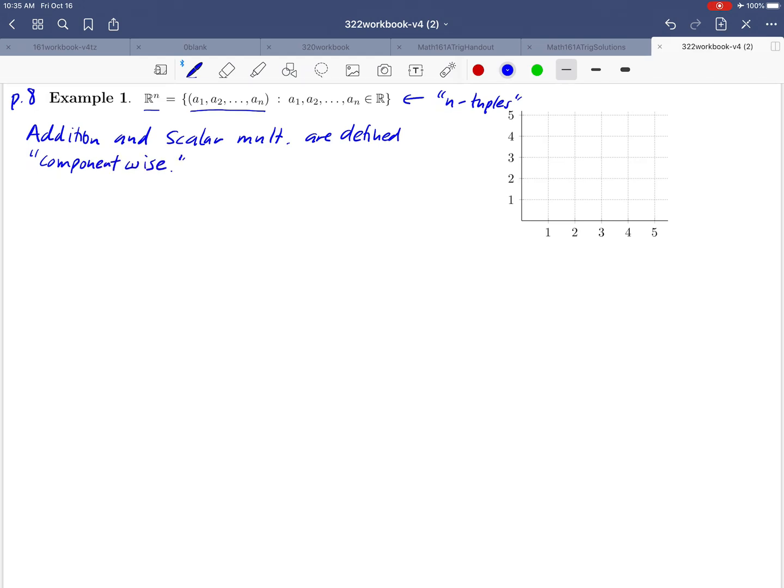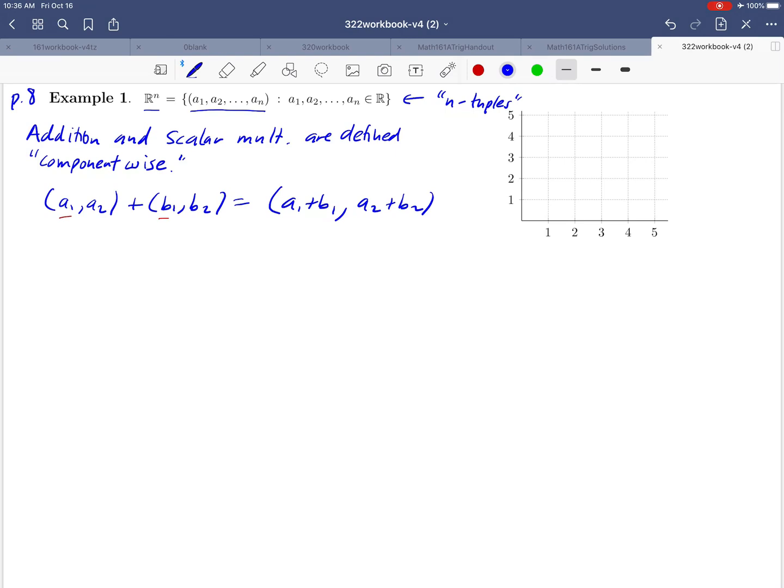Okay, what do we mean by that? Well, let's take just an example with a small value of n, with n equals 2, just ordered pairs here. So component-wise addition just means that if you take two ordered pairs and add them together, you're just going to add the two components separately. So in the first coordinate, we'll take a1 plus b1, and in the second coordinate, we'll take a2 plus b2. There's our definition of vector addition in R2.